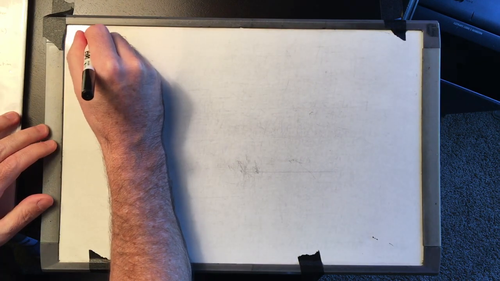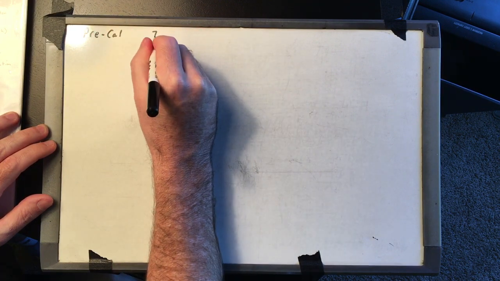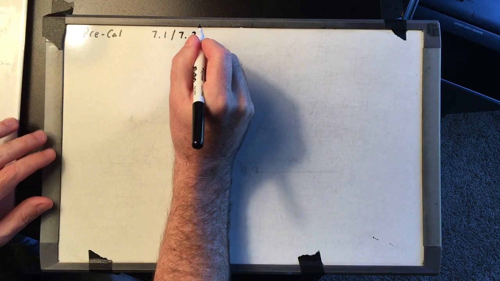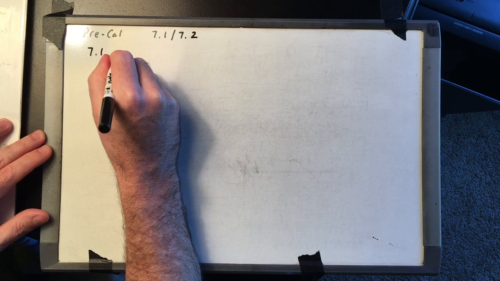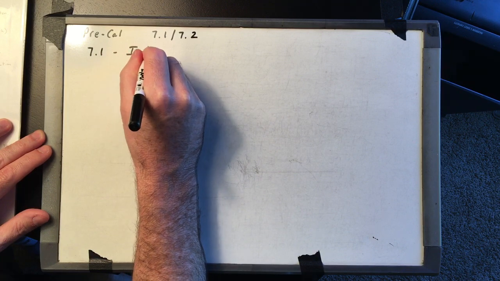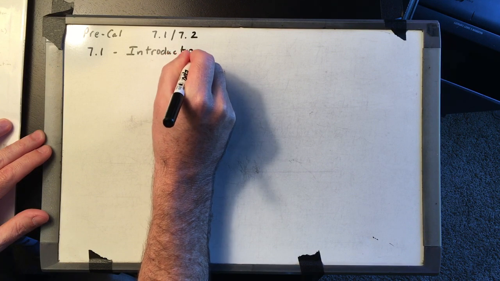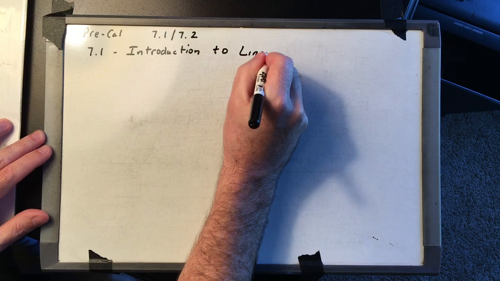Okay, we've got some more pandemic math on tap. This is pre-cal, and this will be lecture 7.1 and 7.2. So 7.1 is called Introduction to Linear Systems.